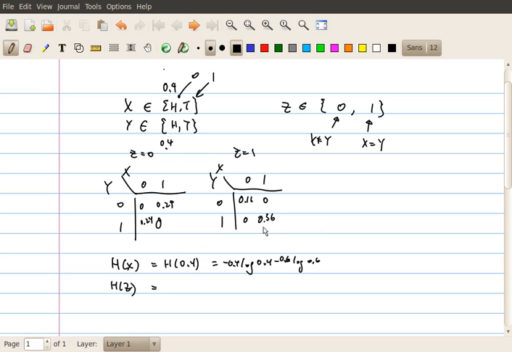So the entropy of Z, we can compute by first finding the marginal distribution of Z. What's the probability distribution of Z here? We can see that all these four cases correspond to Z equal to 0, right? So therefore the probability that Z equals 0 is basically these added together, which is 0.48, and the probability Z equals 1 will be 0.52. So therefore, the entropy of Z is H(0.48), which will be equal to minus 0.48 log 0.48 minus 0.52 log 0.52.